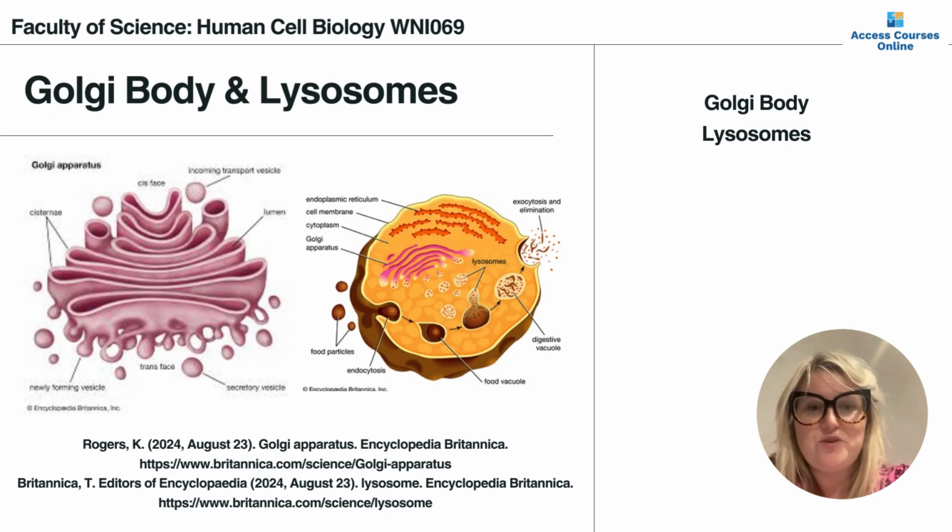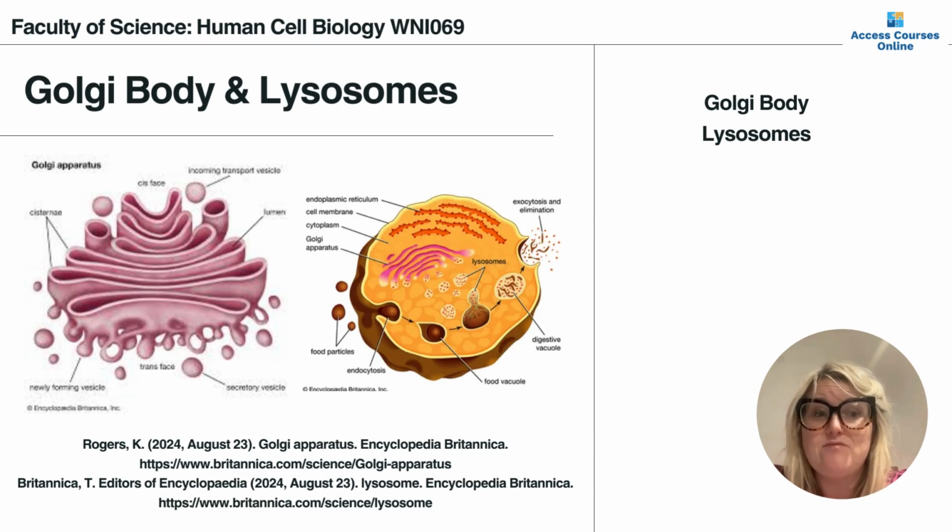So the next organelles that we're going to look at are the Golgi body and the lysosomes, and they're two essential organelles that play a crucial role in the cell's internal logistics and maintenance. So we'll start off with the Golgi body, also known as the Golgi apparatus or the Golgi complex. It's a series of flattened membrane-bound sacs called cisternae, and it acts as the cell's post office, where proteins and lipids synthesized by the endoplasmic reticulum are then further modified, sorted and packaged.